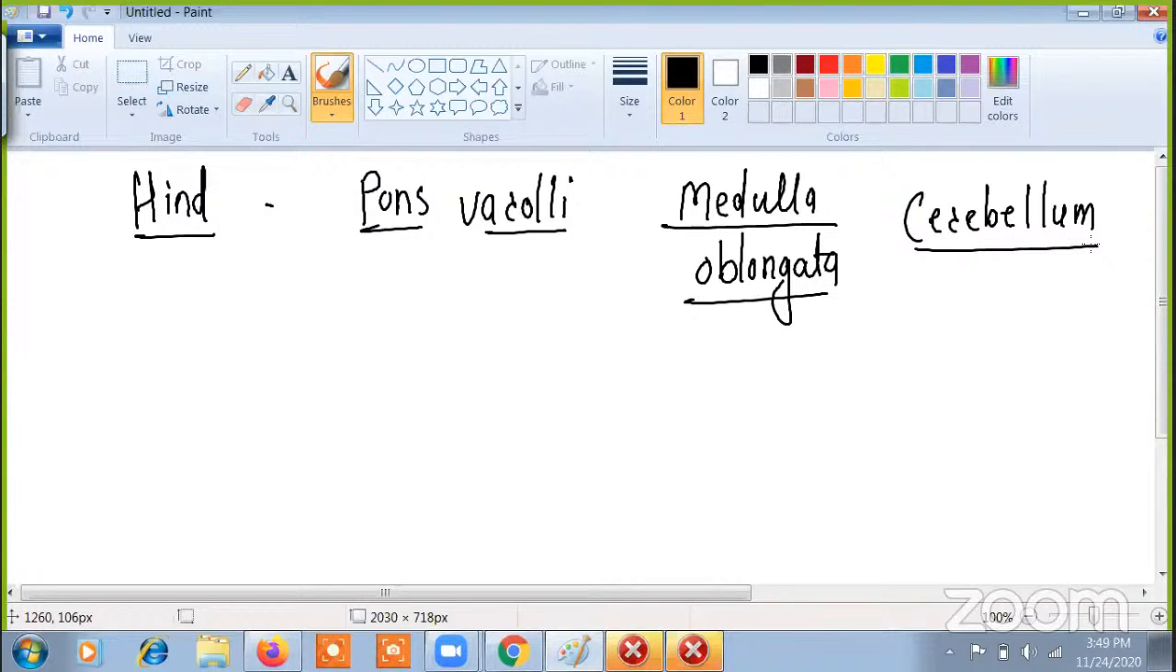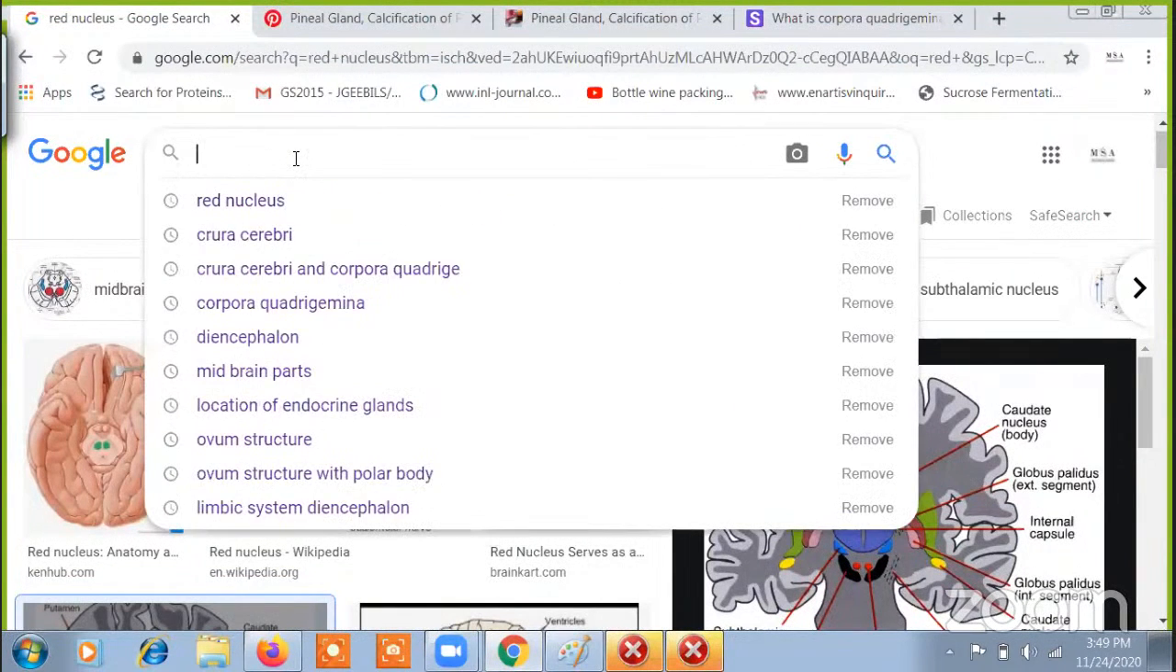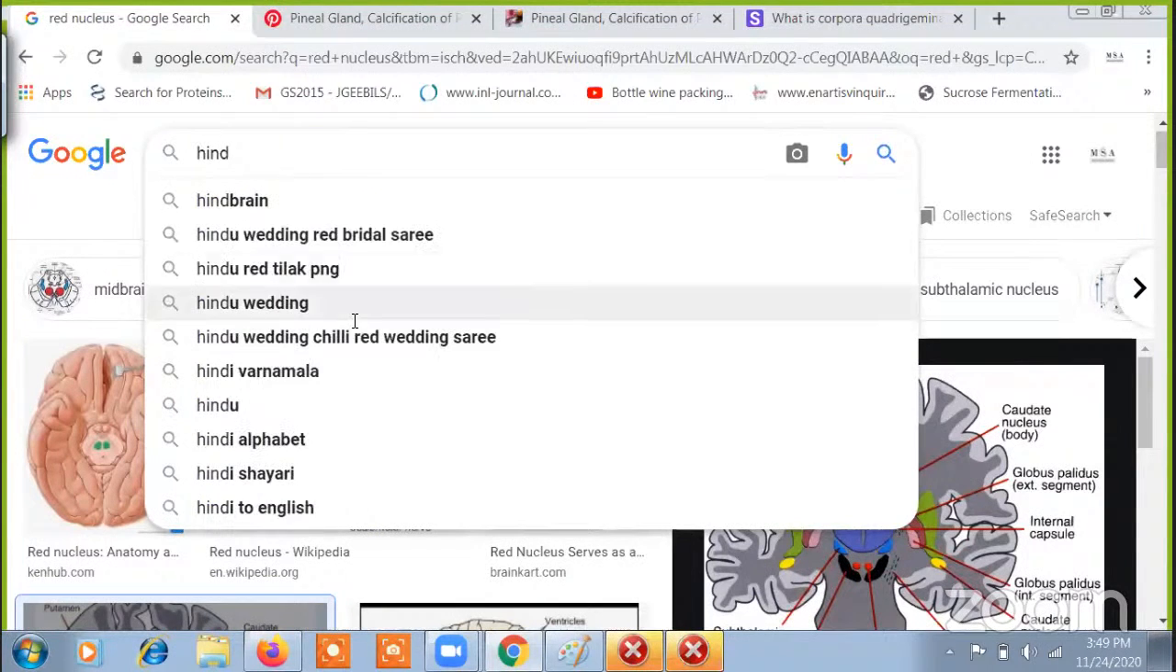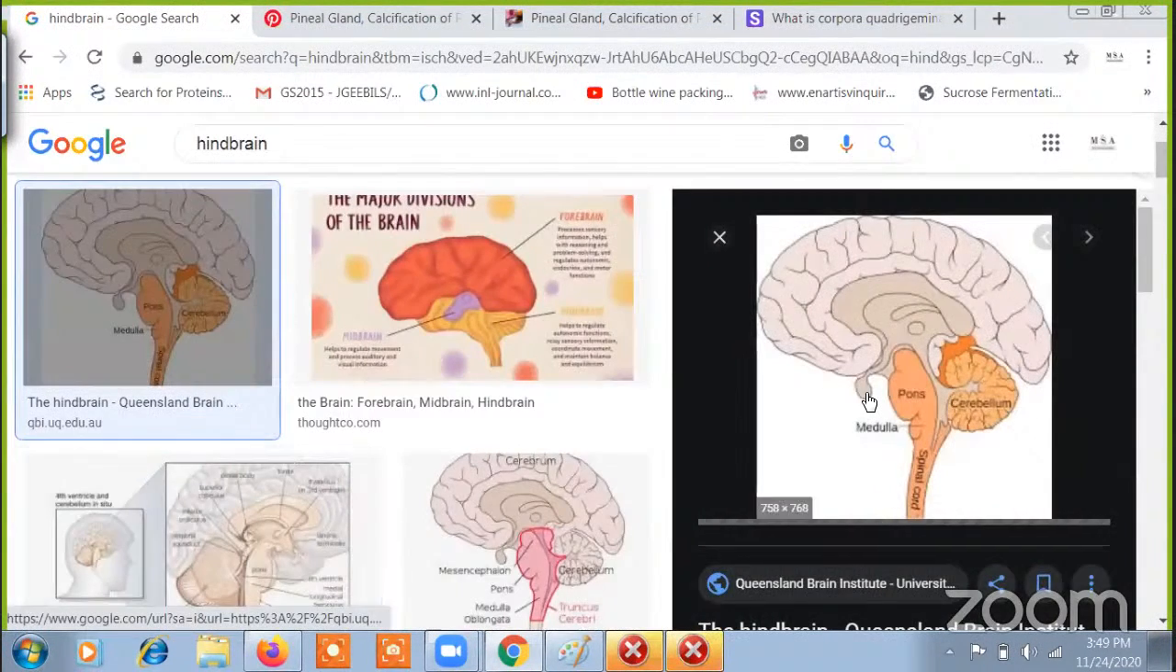So pons varoli appears as a rounded bulge. Let us see the structure of the hindbrain. Clearly you can see here pons varoli, right? So pons varoli is the rounded bulge on the underside of the brainstem. So the brainstem has a rounded bulge. This is called the pons.